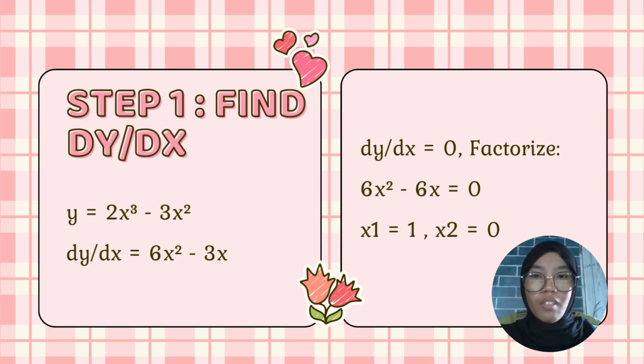This is the first step you need to do to solve the question. Step 1 is find dy over dx. So y equals x cubed minus 3x squared. So dy over dx equals 6x squared minus 6x. Setting dy over dx equals 0 and factorizing, 6x squared minus 6x equals 0. So for x1 you will get 1 and x2 you will get 0.